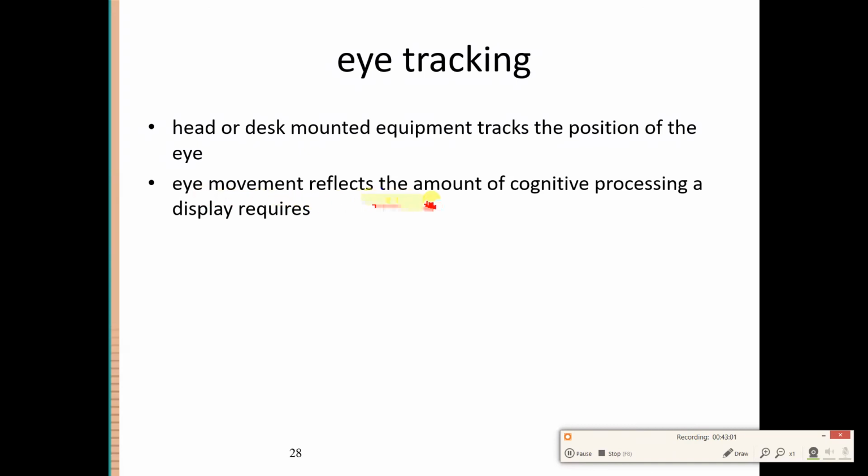Eye movement reflects the amount of cognitive processing a display requires. As I told you, a screen may have multiple sections. So when the user is focusing on some of the sections, we can know what cognitive process is being used, why this part is difficult or why this part is easy, and why the user is spending so much time learning this part of the system.